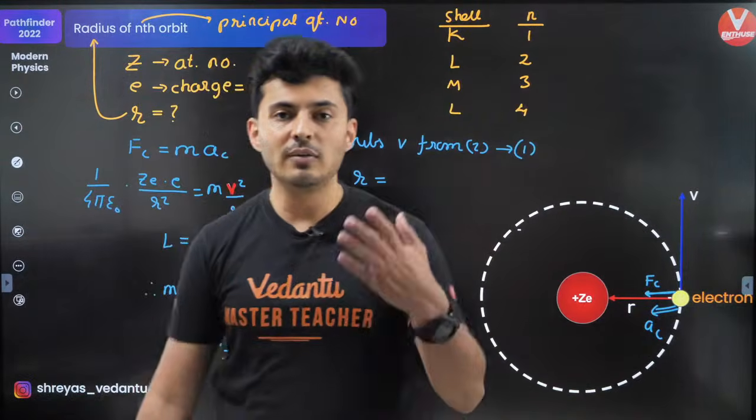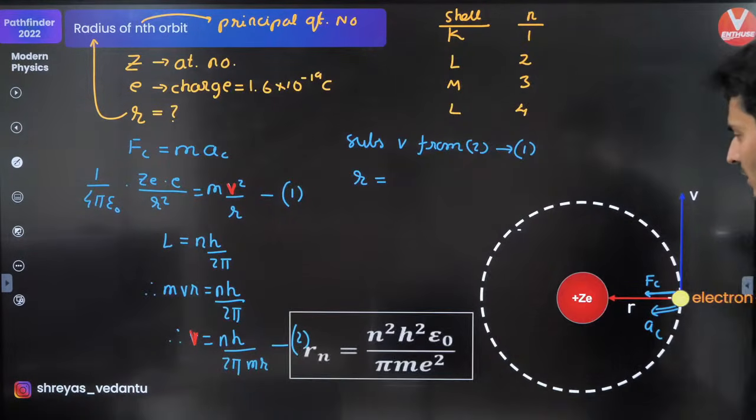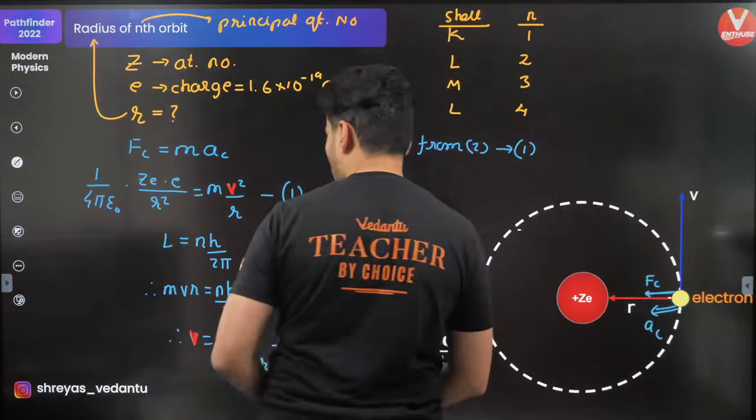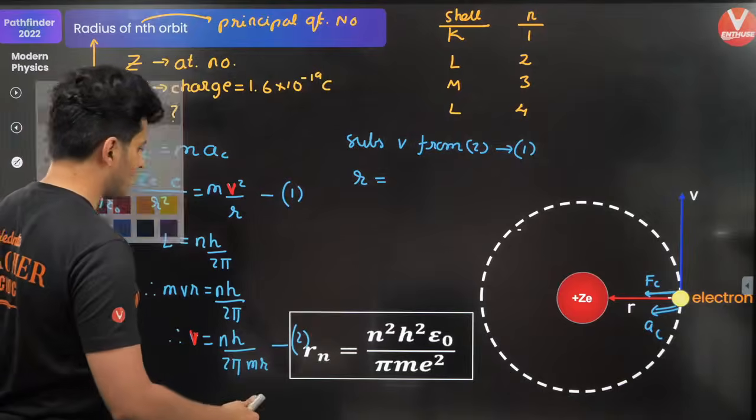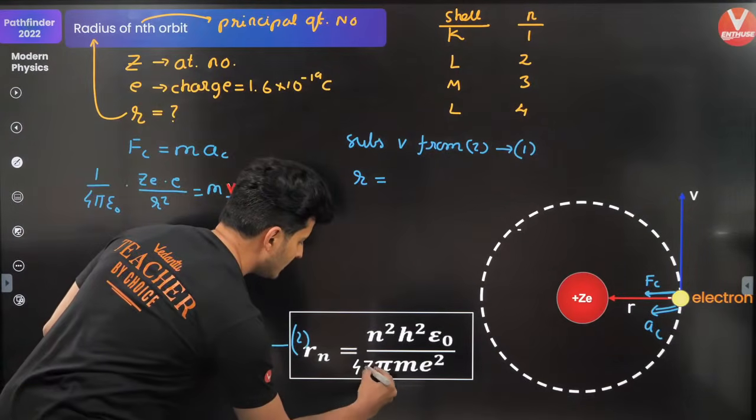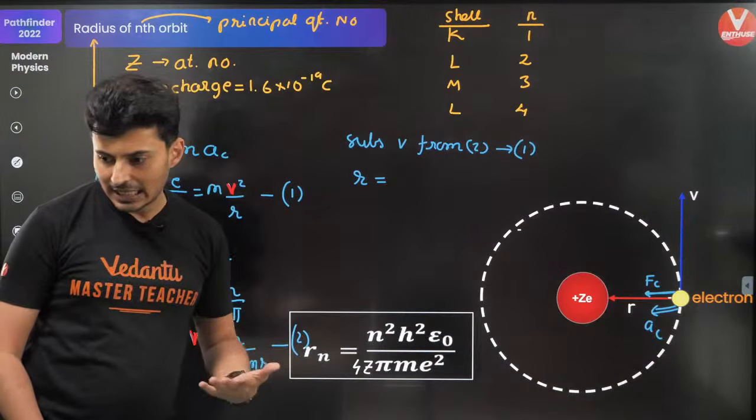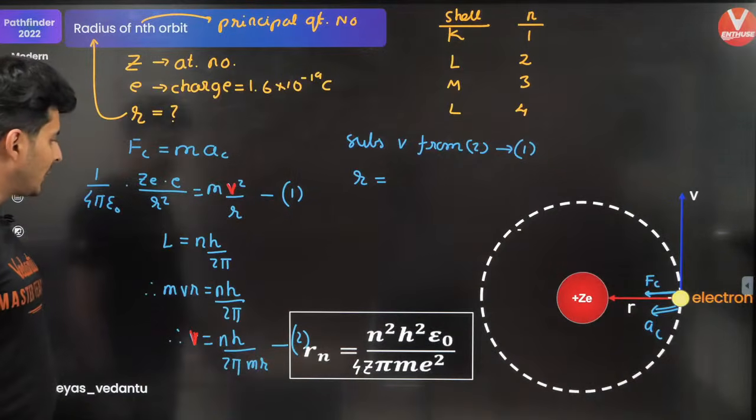Now what does the value of r come out to be? The value of r comes out to be n square h square epsilon naught. There is also one Z below, I suppose 4 pi square m e square, and there should be a Z over here. Now I think it should be fine. Yep. I hope this is fine, guys. Shall we go ahead? All right.